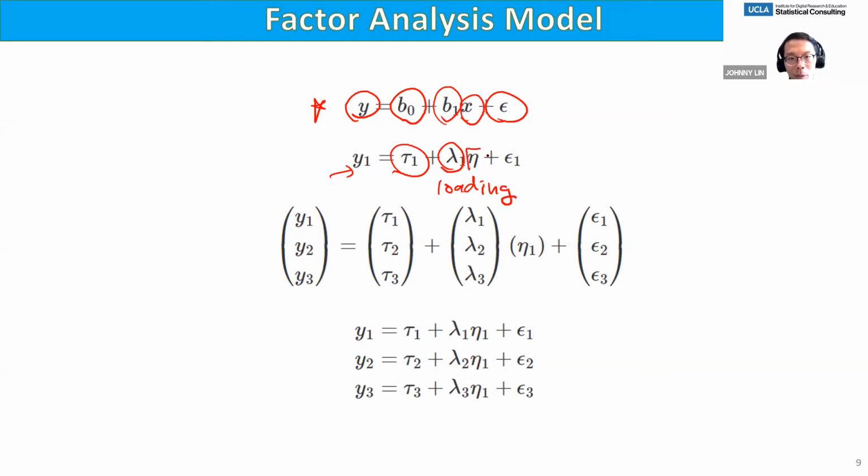And then the eta, what is eta? This is the predictor, right? But this is actually the factor. So instead of being called a predictor, it's just the factor. And what's so unique about the factor? It's unobserved. So what's the difference then between linear regression and factor analysis is that the factor is unobserved, but the predictor in linear regression is observed. So that's the main difference.